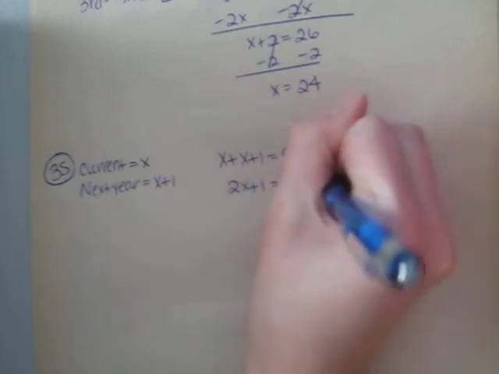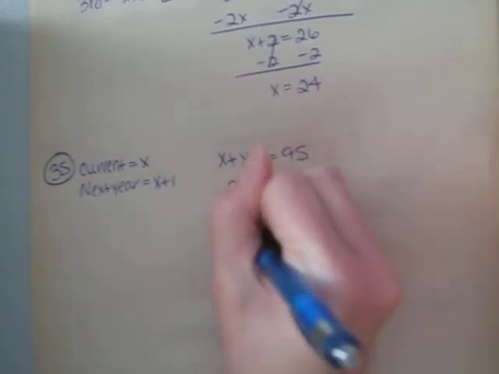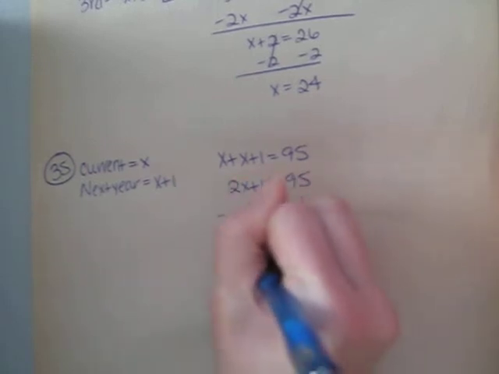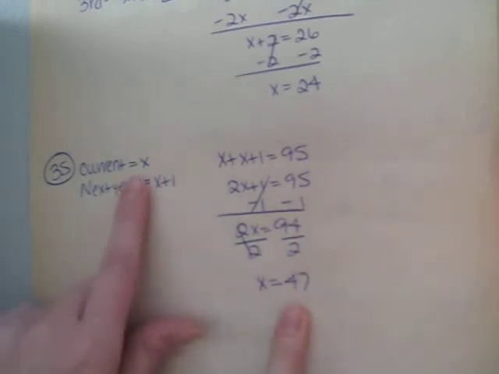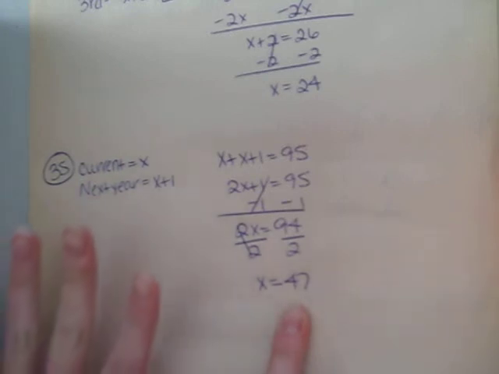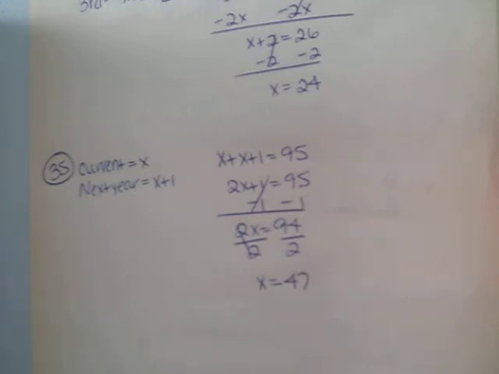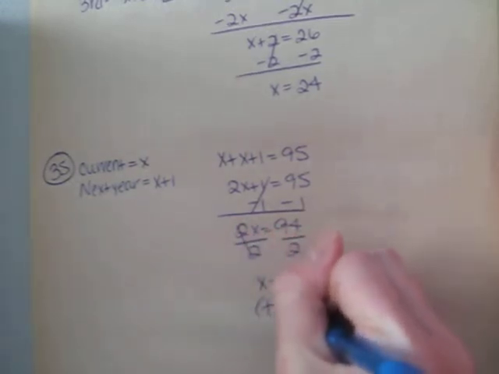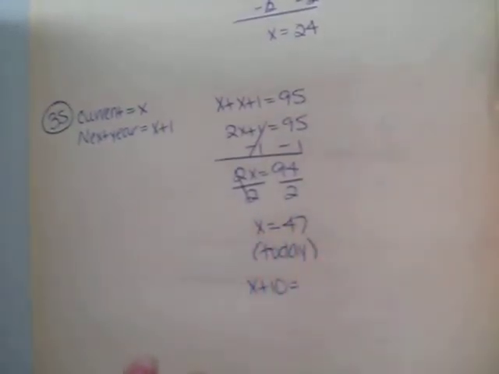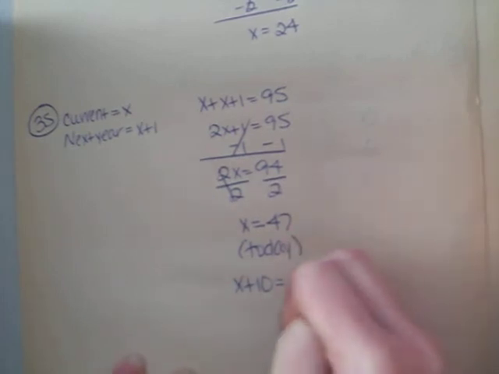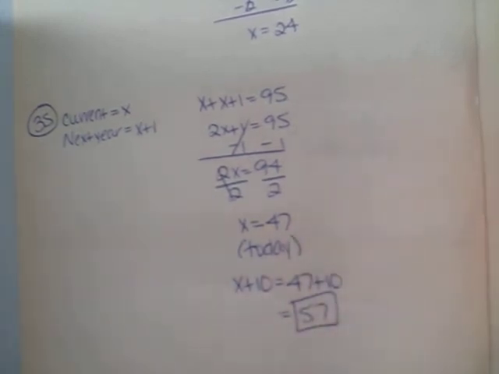Combine like terms. Minus 1, I get 2x equals 94. Divide by 2, x equals 47. So the x here represents the current age. The next year age would be that plus 1, but we're not looking for next year's age or this year's age. What are we looking for? We're looking for how old will this person be 10 years from today. So x represents today. So x plus 10 will be 10 years from now. So 47 plus 10, 57 years old would be how old this person would be 10 years from now.